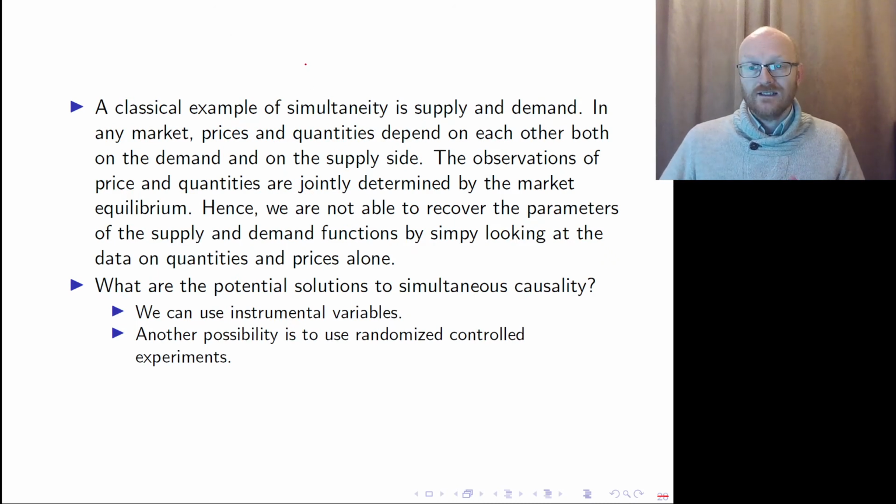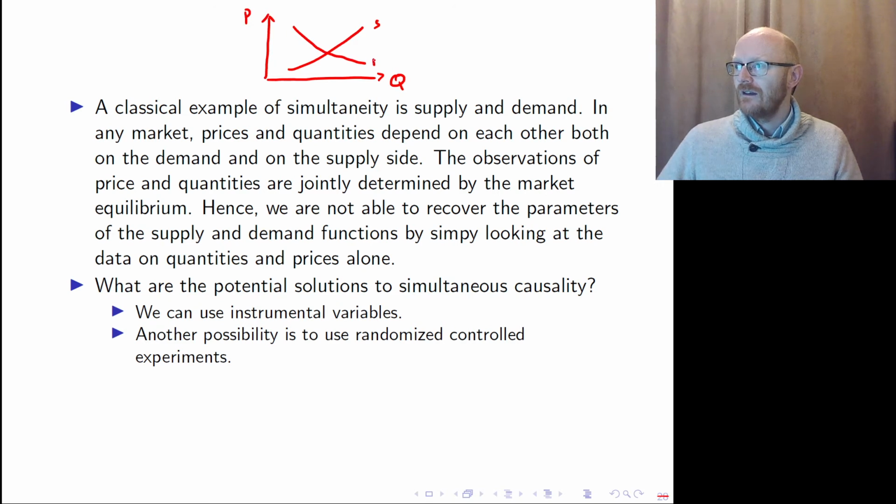Okay, so a classical example is the simultaneous relationship between supply and demand. Okay, the classical way to put this is like this. You have the supply and you have the demand, right? As price, the demand goes up if price is low, right? And the supply goes up if price is high, right? So, or you can decide the quantity.